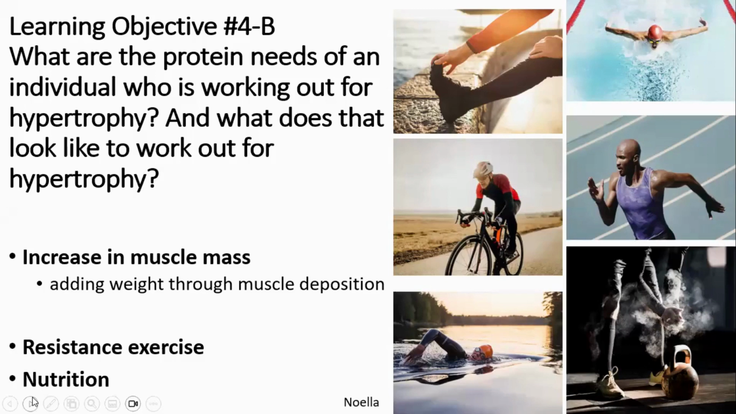Let's move on to objective 4B. What are the protein needs of an individual who is working out for hypertrophy? And what does that look like to work out for hypertrophy? As we established in the slides earlier, athletes require more protein as compared to sedentary individuals. Hypertrophy is similar to that. Hypertrophy basically equates to increase in muscle mass. So you're essentially adding weight through muscle deposition. This can be done by resistance exercises and through a nutritionally balanced diet.